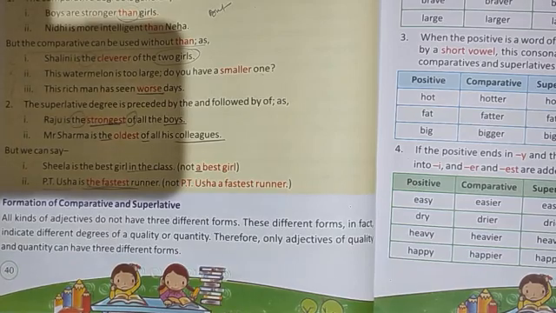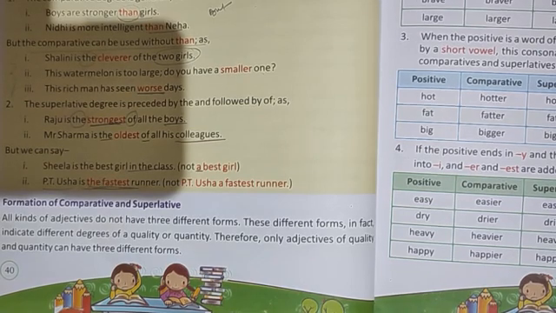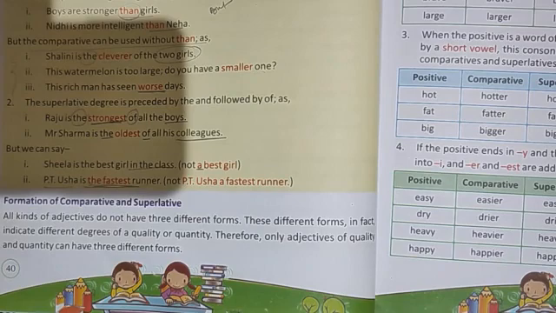Okay, welcome back students. In your last class we discussed adjectives and the three degrees of adjectives, that is positive, comparative and superlative. We read about the various rules. So now we will be going through the formation of comparative and superlative adjectives.